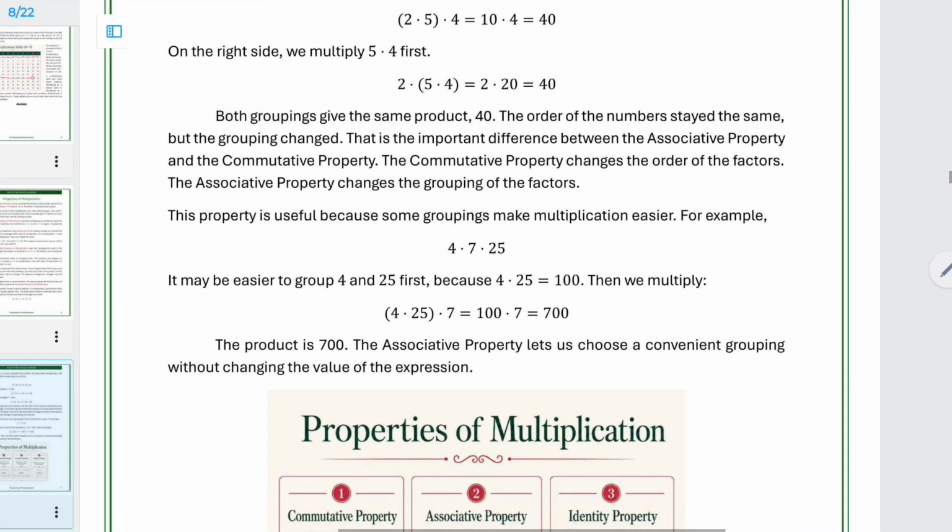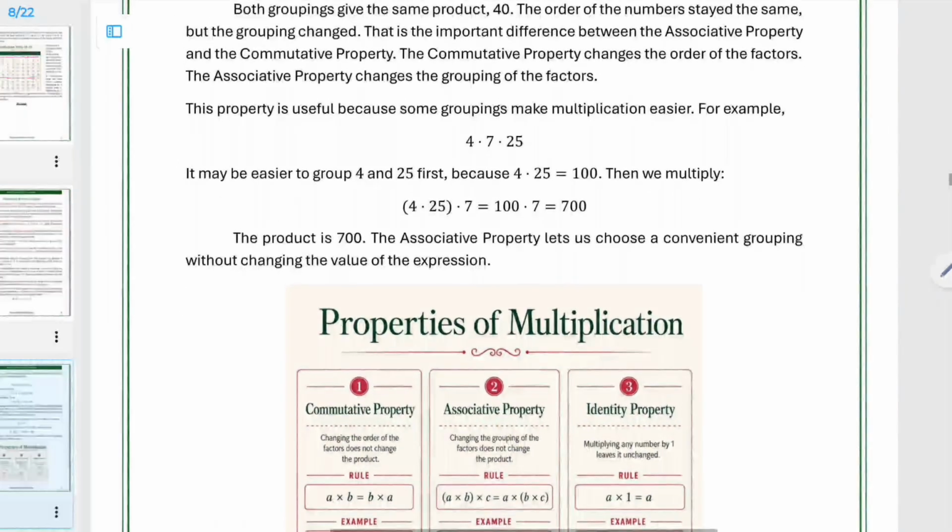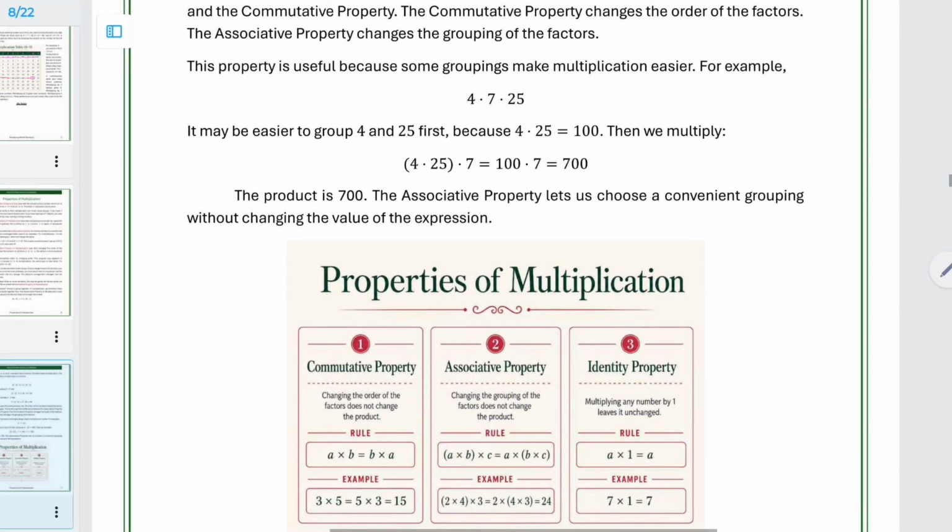This property is useful because some groupings make multiplication easier. For example, 4 times 7 times 25. It may be easier to group 4 and 25 first because 4 times 25 equals 100. Then we can multiply 100 times 7 to get 700. The product is 700. The associative property lets us choose a convenient grouping without changing the value of the expression.